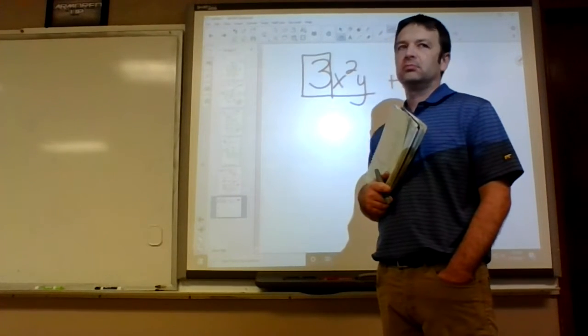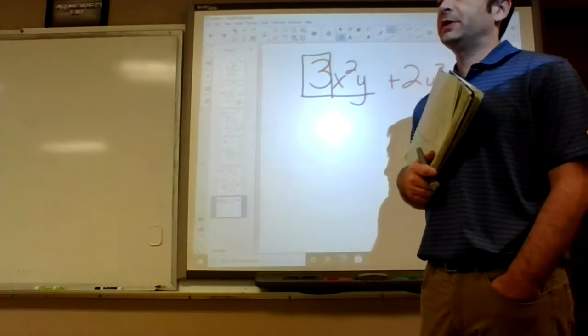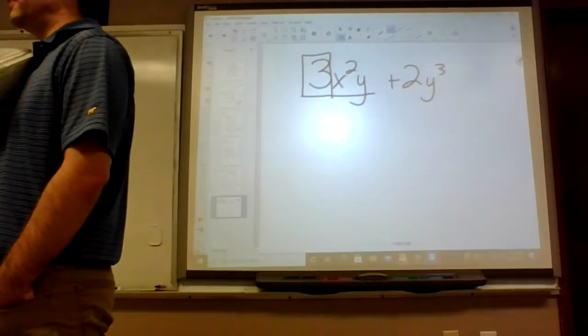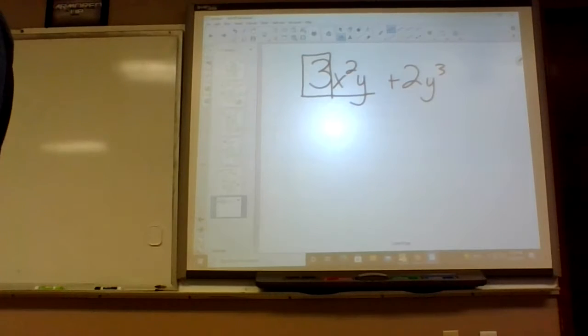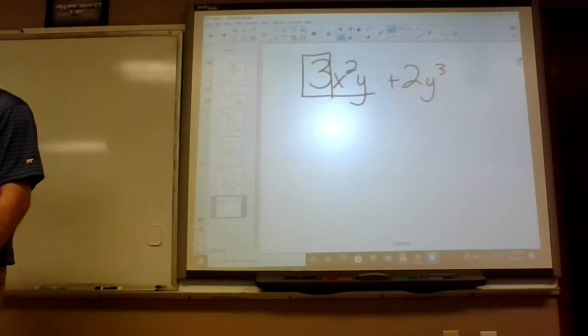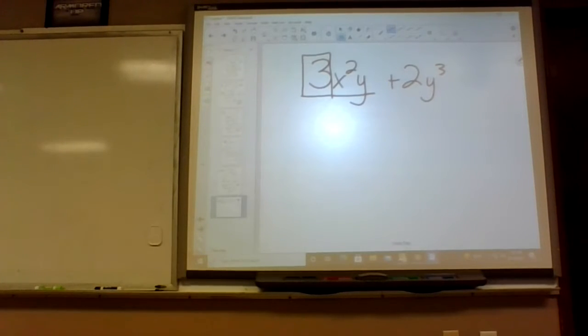Wait, what number is this? A constant is a fixed number, and a coefficient is a number that's on the front of a term. When you're adding like terms, coefficients are what you add together, right?